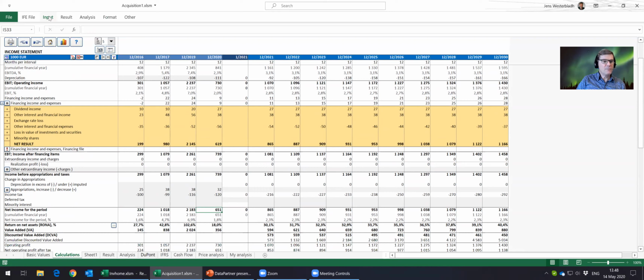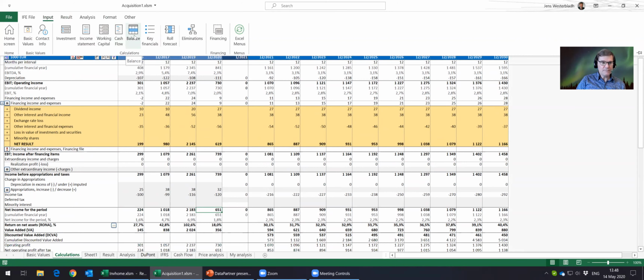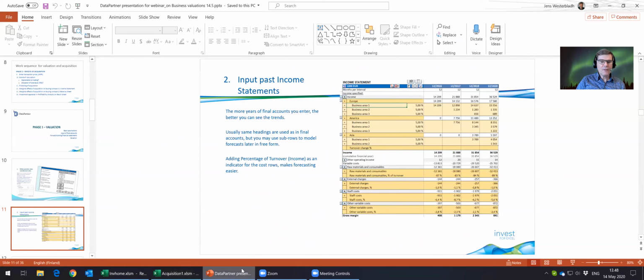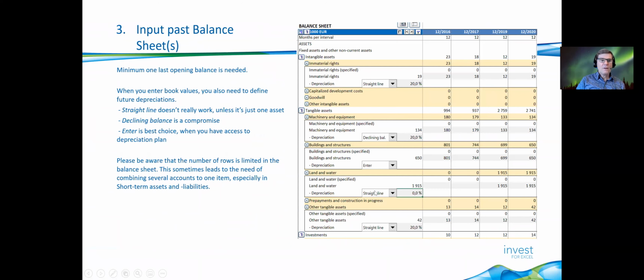And then we jump directly to the balance sheet. Next step. Let's go here also forward. So in order to make the valuation, we need at minimum one opening balance, one historical period. Here we have 4. And we enter the book values and other balance sheet items. But when it comes to book values, we also need to take into consideration how the assets will be depreciated from this point forward.